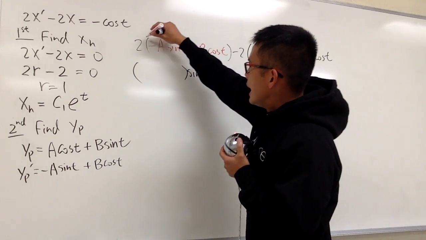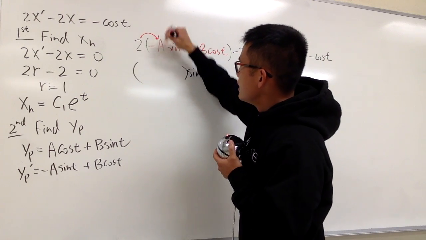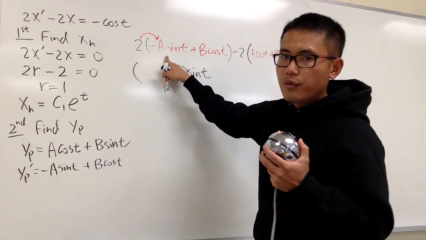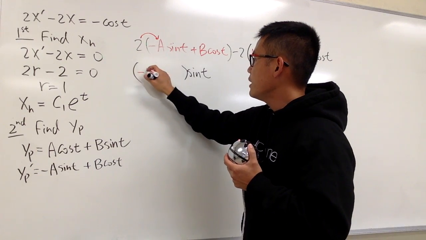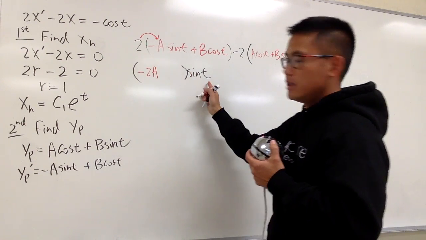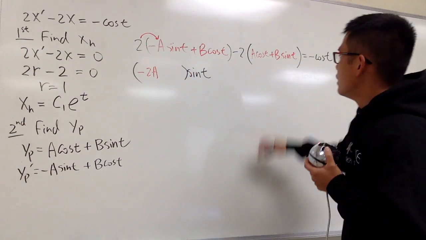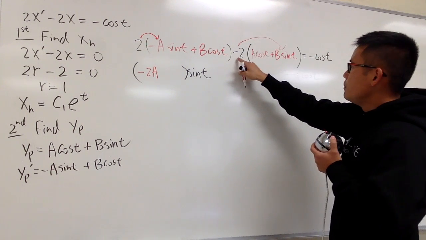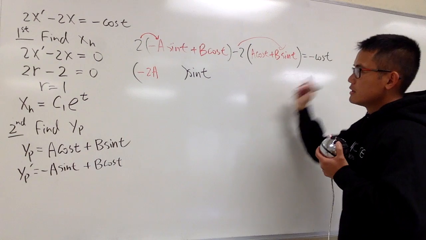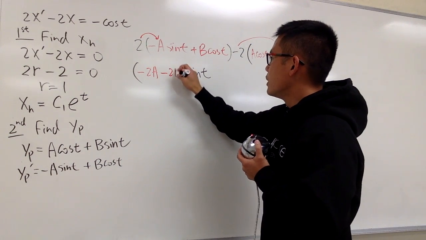From here, I will have to do 2 times negative a. That will be the coefficient for the sine t in the first term. So I'll put down negative 2a right here. And the sine t is factored out already right here. From here, I will do this times that. That will give me negative 2b sine t. So it will be minus 2b right here.